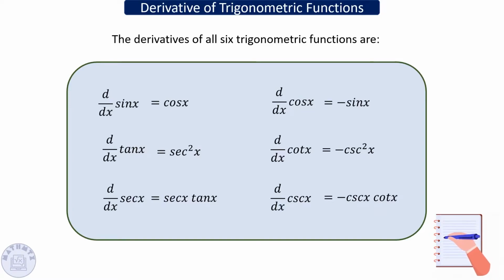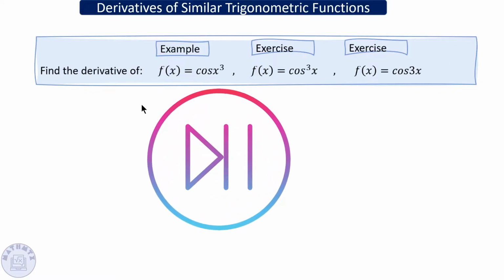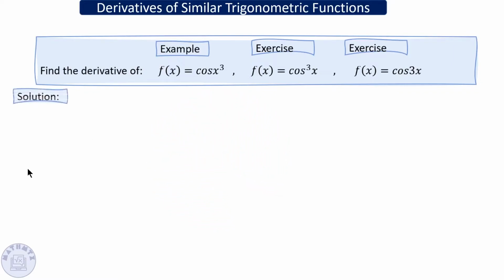Let's take an example. Find the derivative of cosine of x cubed, and there's another one where the power is on the trig function itself, so cosine cubed of x. The angle here is just x. And the last one, cotan of 3x. So it's important that you distinguish and pay attention to where the power is. All right, pause the video, try to do it on your own, and now let's solve the first one.